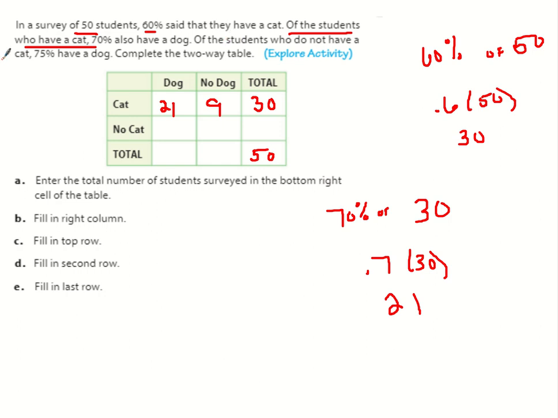Of the students who do not have a cat, well, if 30 have a cat, the ones that don't have a cat have to be 20. The reason why is because 30 plus 20 is 50. So of this group, of the students who do not have a cat, 75% have a dog. So of these 20, 75% have a dog. So 75% of 20 would be in this column right here. Again, that's 0.75 times 20, and that's going to be 15.